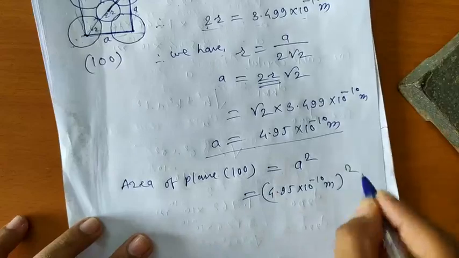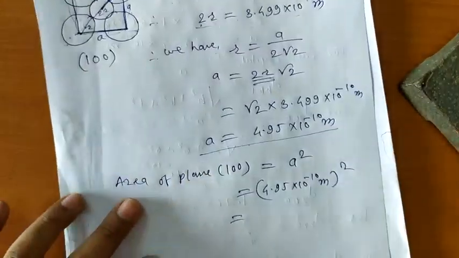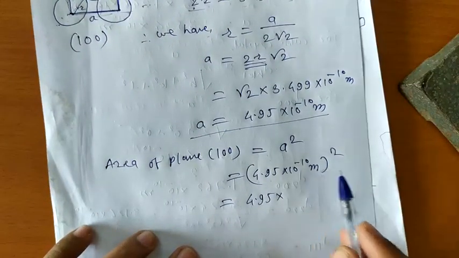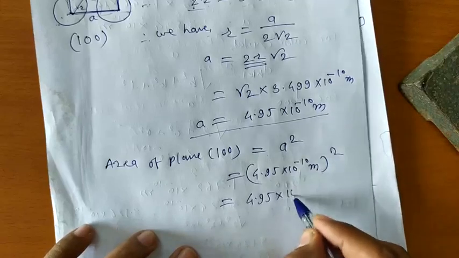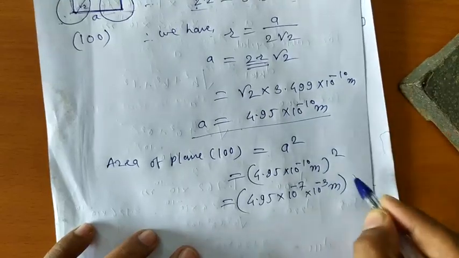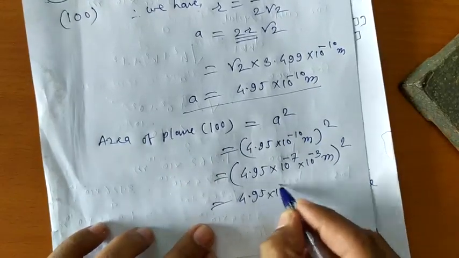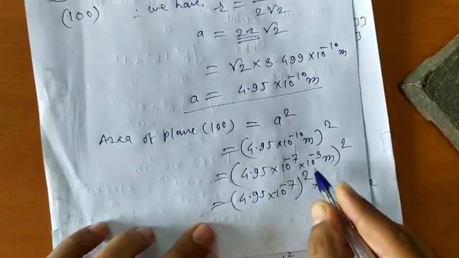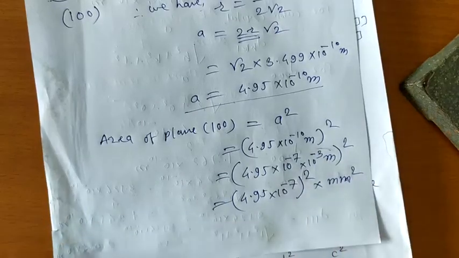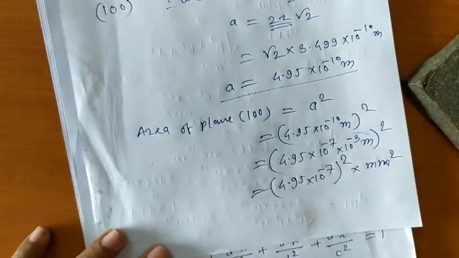meter whole square. आता आपल्याला हे कशामध्ये काढायचं, मिलीमीटरमध्ये काढायचं. म्हणून आपण याचं कन्वर्जन याच ठिकाणी मिलीमीटरमध्ये करून घेऊ. म्हणजे काय म्हणणार आपल्याला 4.95 इंटू मिलीमीटर म्हणजेच काय 10 to power -3 मीटर. याच्यातून -3 बाहेर काढले तर इथे किती राहणार 10 to power -7 इंटू 10 to power -3 मीटर आणि याचा होल स्क्वेअर. आता याला अलग अलग करून घेऊ. म्हणजे 4.95 इंटू 10 to power -7 याचा होल स्क्वेअर इंटू 10 to power -3 मीटर means 1 millimeter, that is millimeter square. Now we have the area of the plane 100.